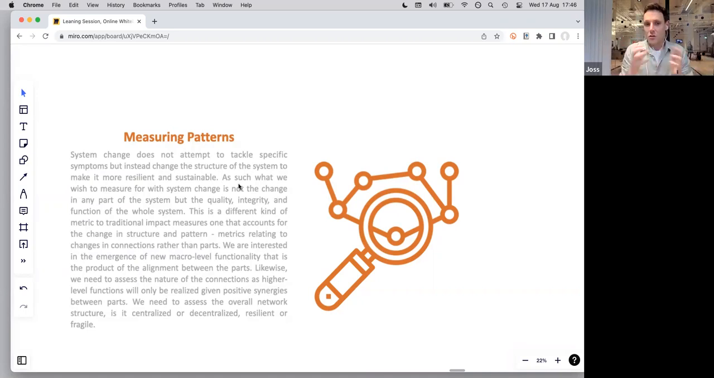And that's a lot about the structure, the way it's organized. As such, what we wish to measure with systems change is not the change in any part, but the quality, the integrity, and the functioning of the whole system. It's a different kind of metric to traditional impact measures, one that accounts for the change in the structure and patterns.